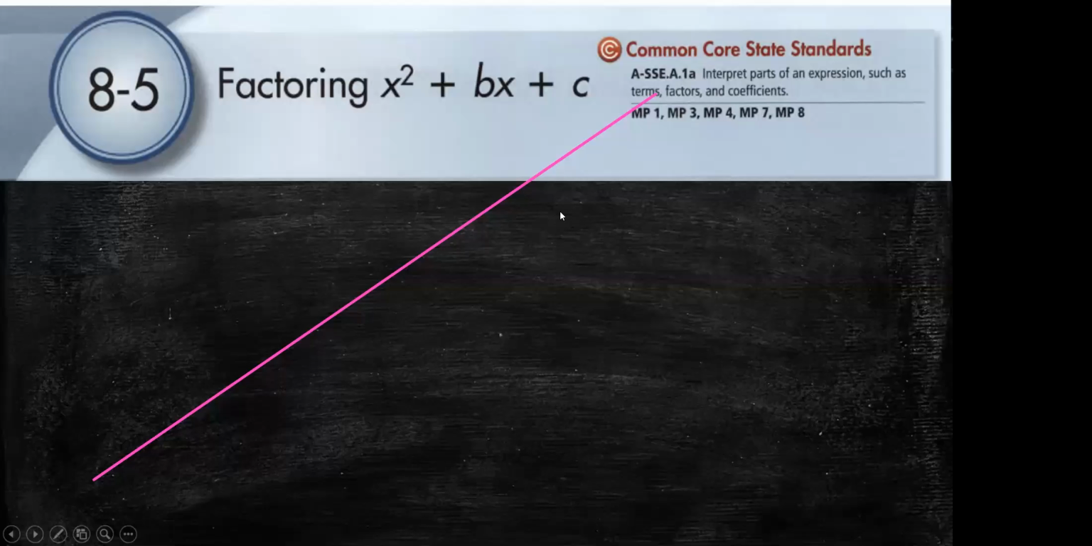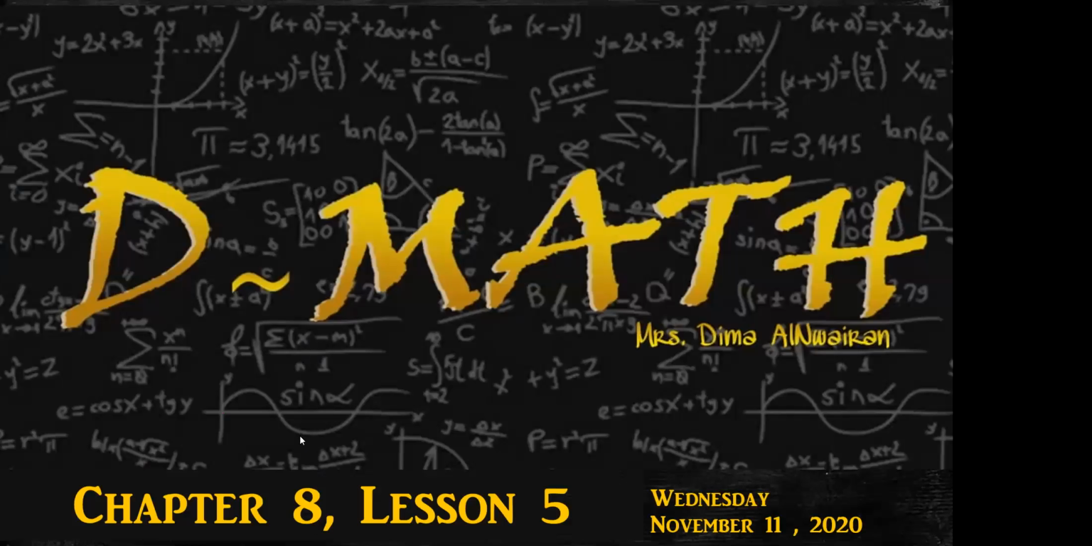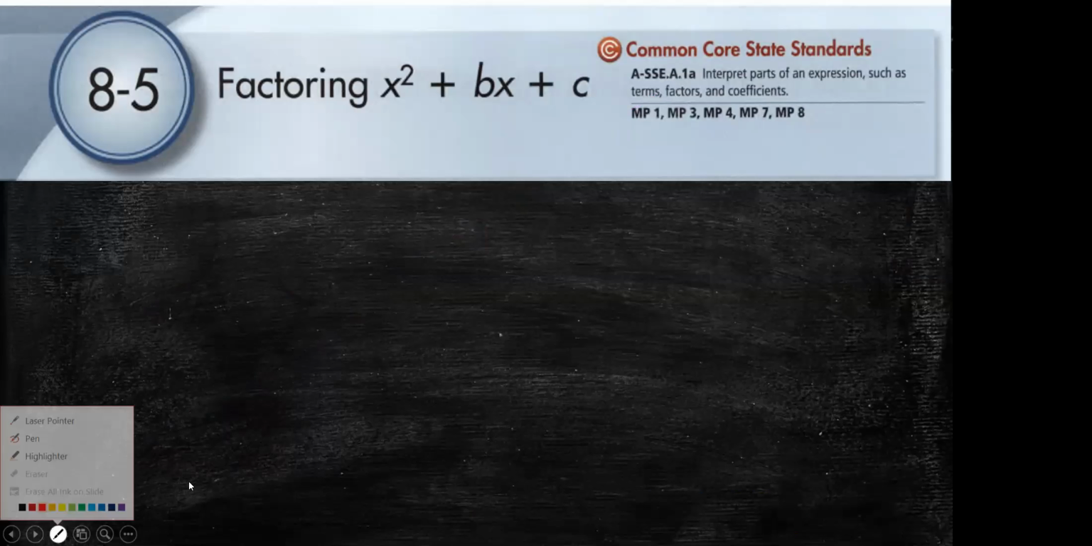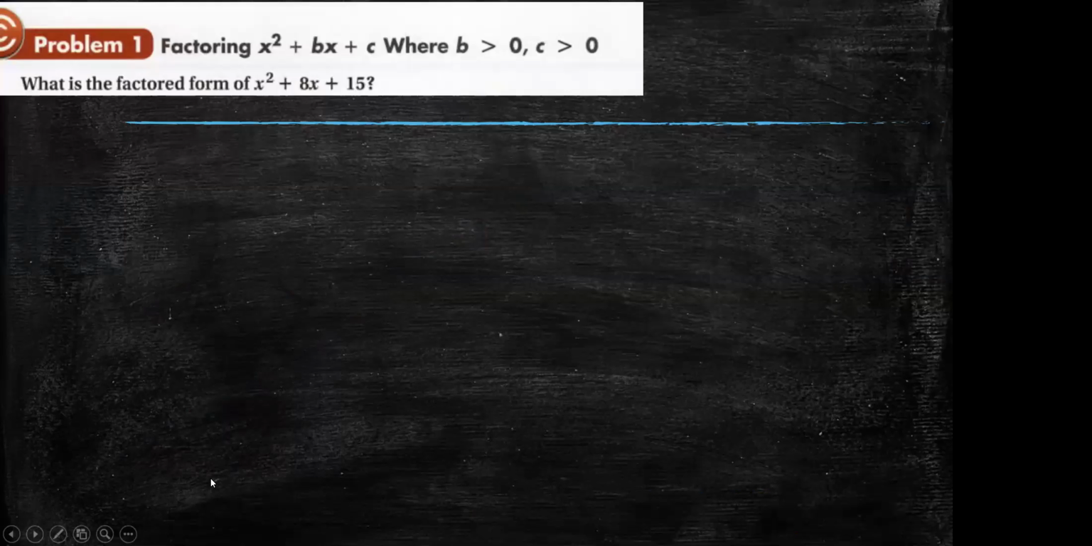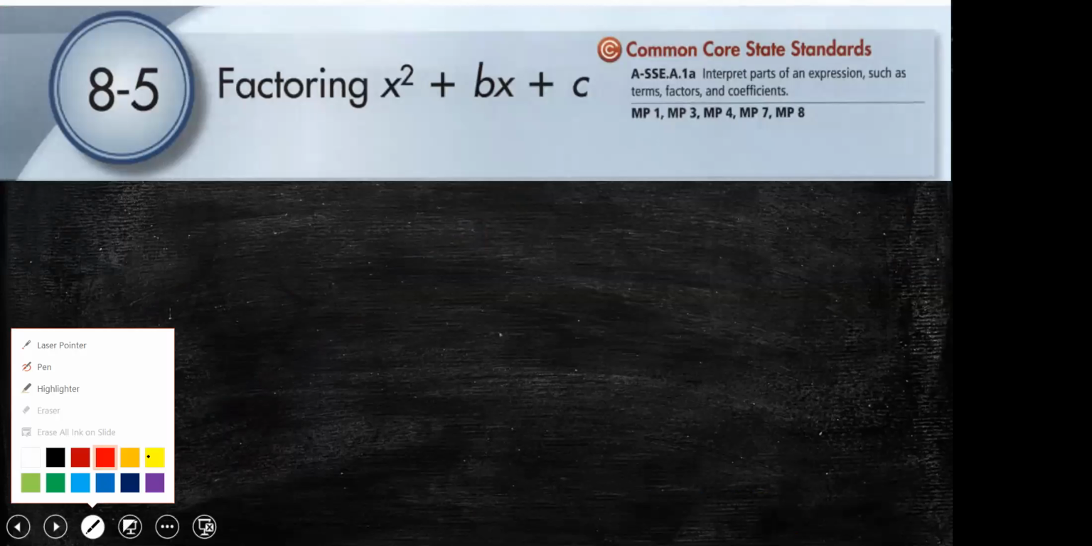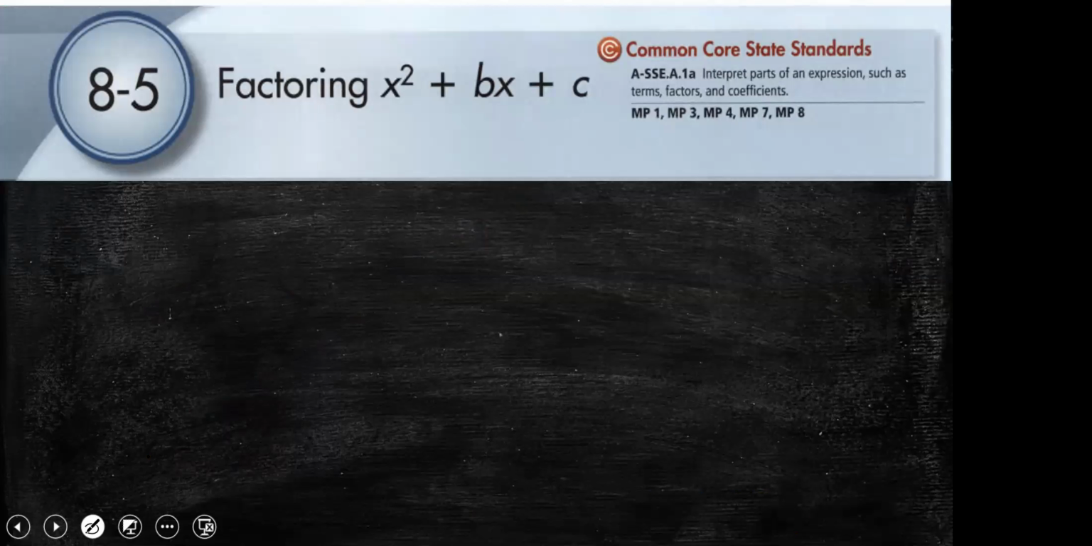So our lesson today is chapter 8, lesson 5, which is about factoring x squared plus bx plus c. In the previous lessons, we talked about multiplying a binomial with a binomial, a monomial with a binomial, a monomial with a trinomial, a trinomial with a binomial, and so on. All of these we call multiplying.